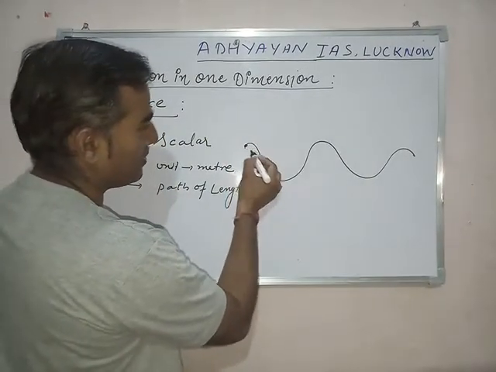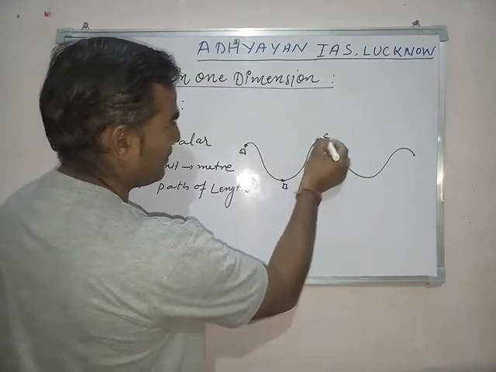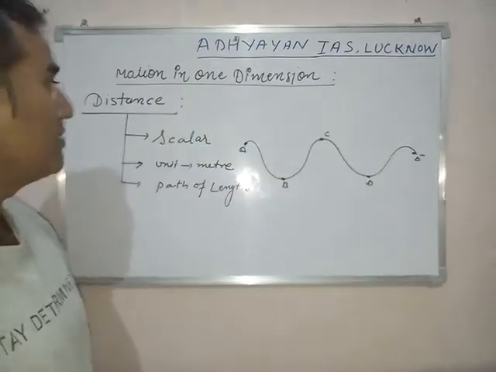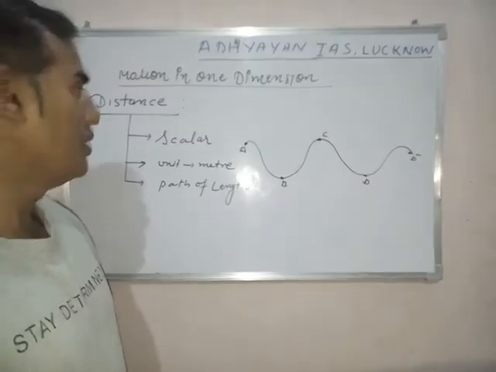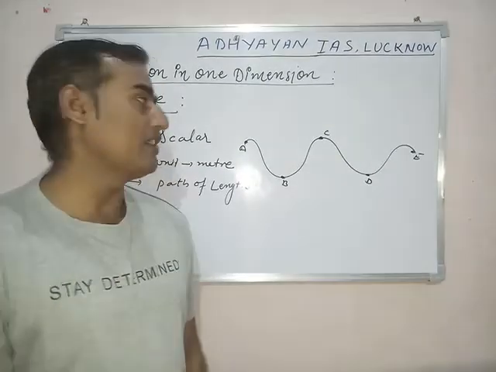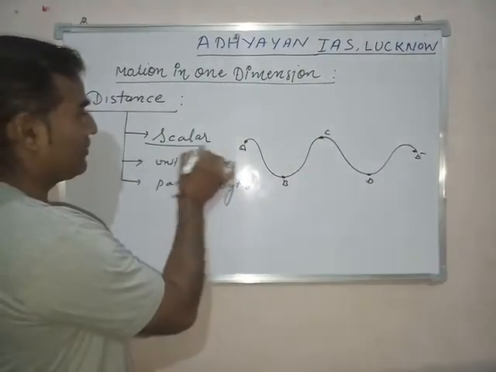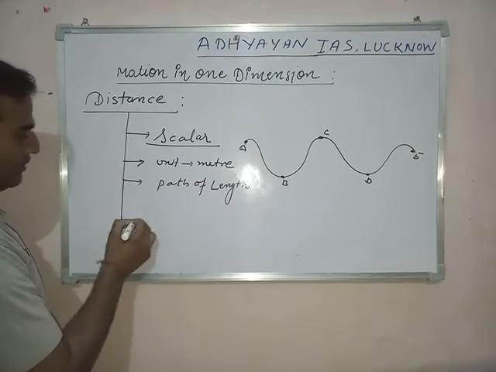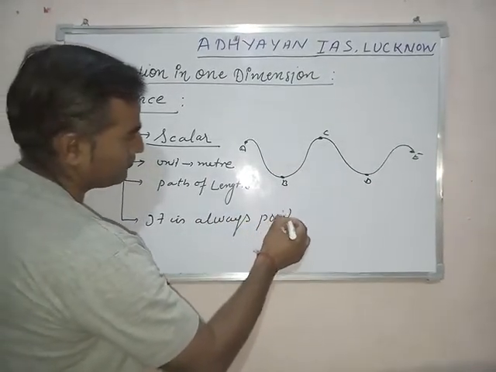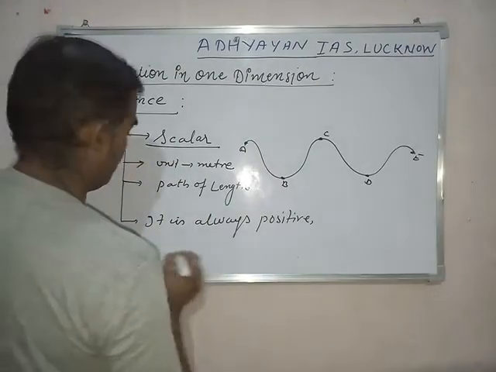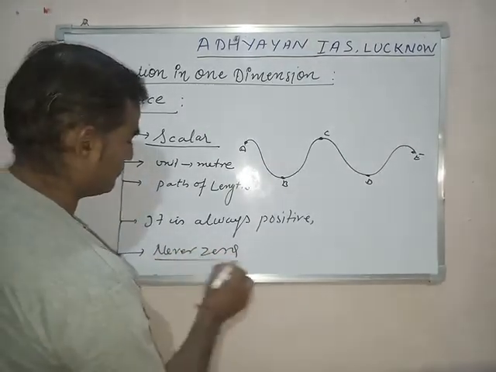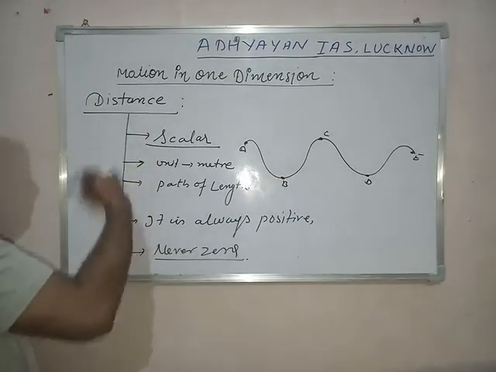The particle is moving from point A, B, C, D, E. These graphs represent the distance traveled by the particle. So distance is not in a specific direction. Distance is always in the form of a scalar quantity, so it is always positive, never zero. These are the properties of distance.